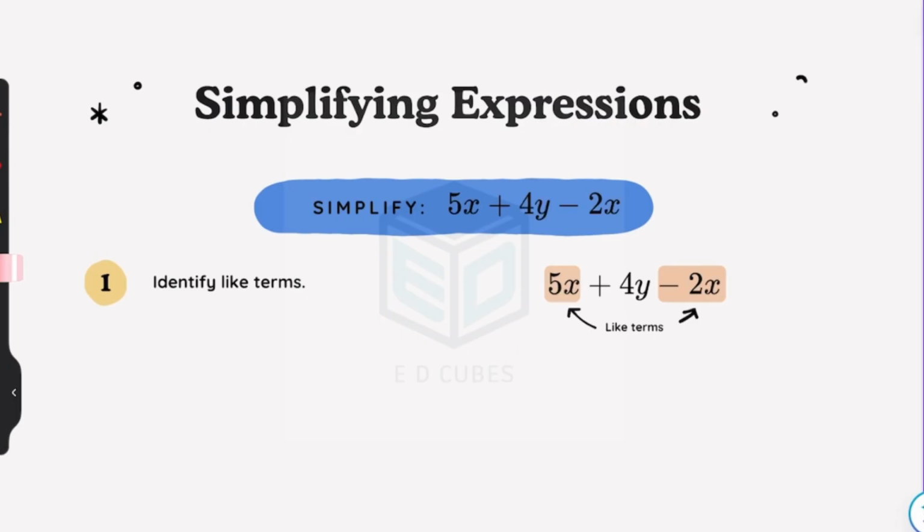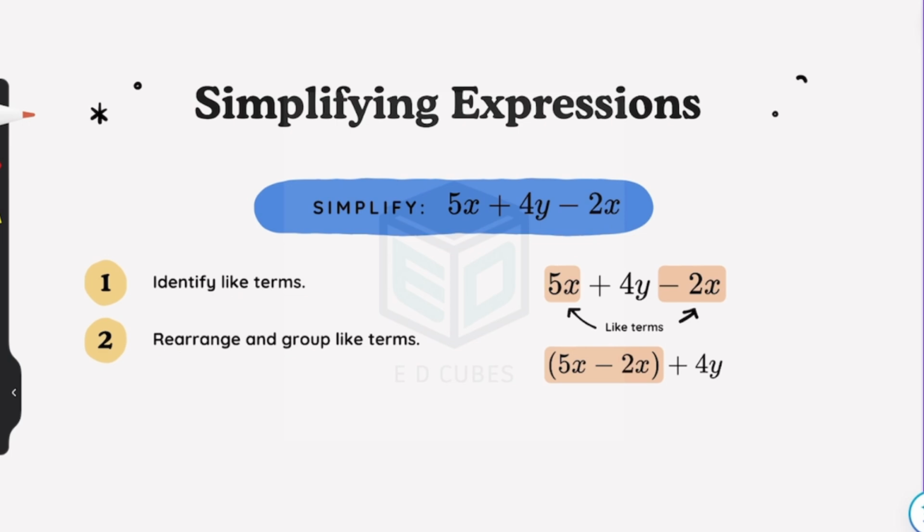Now, if it is clear, let's solve one question along with me. The question says, simplify the expression 5x plus 4y minus 2x. We need to express this mathematical expression in its simplest form. First of all, we are going to identify the like terms. Like terms means the terms with the same variable. So catch the terms whose variable is the same. We caught 5x and 2x.